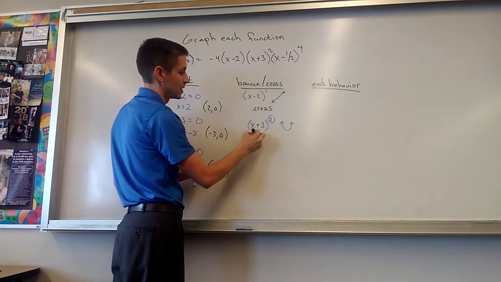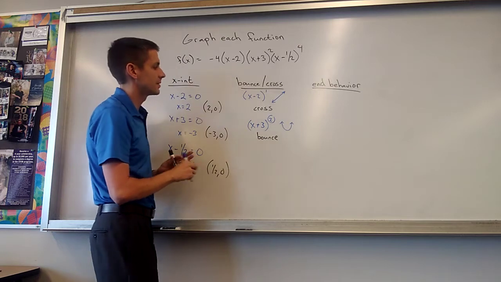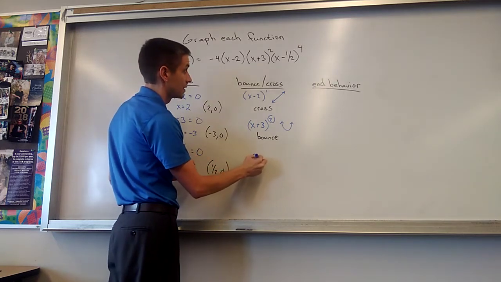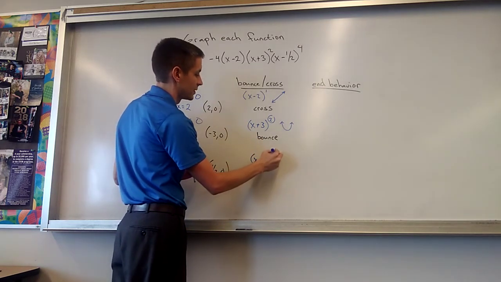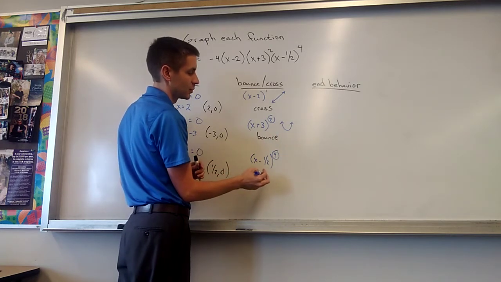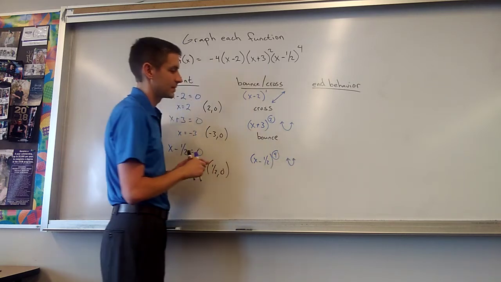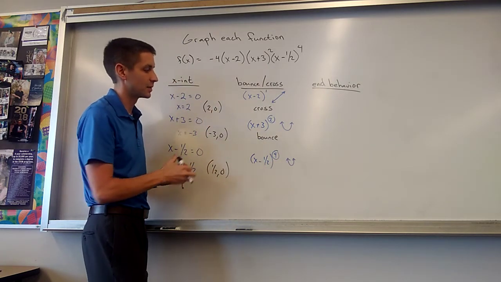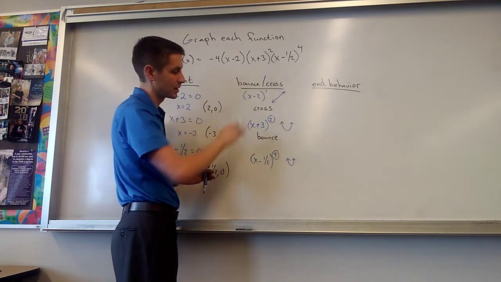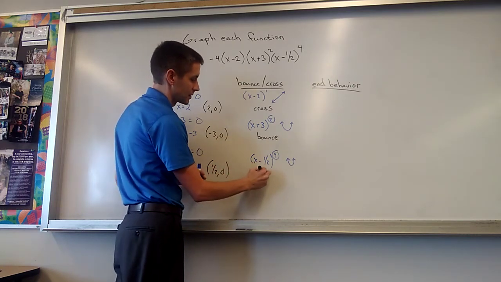And then that third term, I've got an x minus 1/2 being raised to the 4th. A 4th power is going to act very similar to that squared power, just steeper. So it's still going to have that effect where it approaches the intercept, but then comes off on the same side of that intercept. So I would expect that to bounce off as well, or just touch that intercept and not cross over.